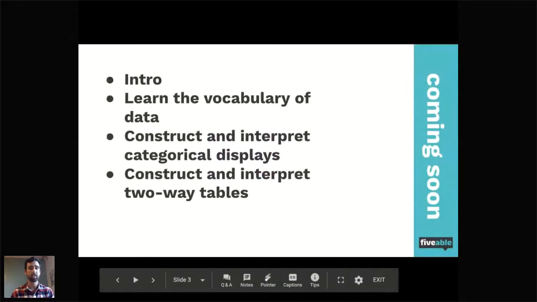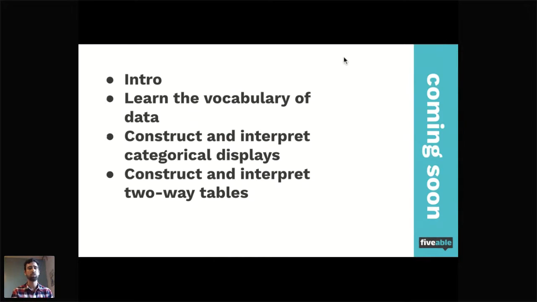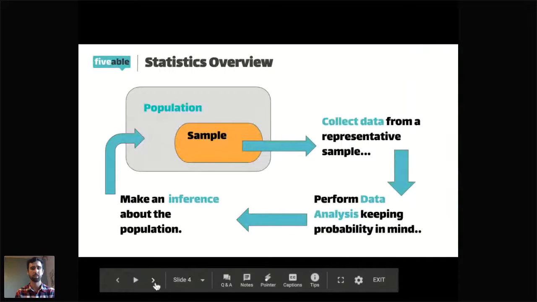Here's what we're going to be doing today. We're going to have our intro, learn the vocabulary of data, construct and interpret categorical displays, and interpret two-way tables. At the end, if we have time, we'll do a deep dive into a Kahoot to get some practice. Sorry, I'm just adjusting my screen so I can see the chat. All right, moving right along.